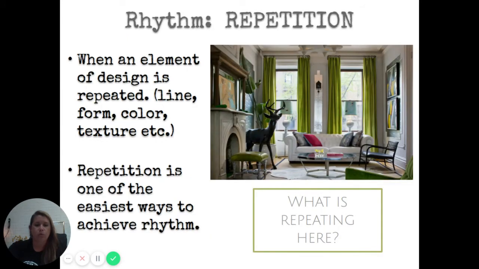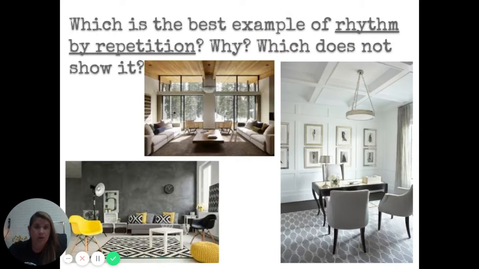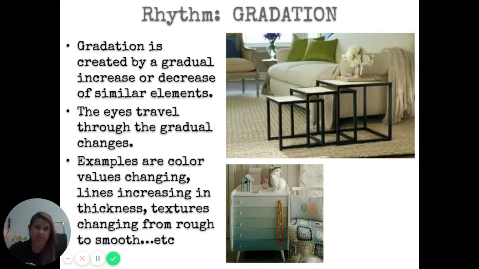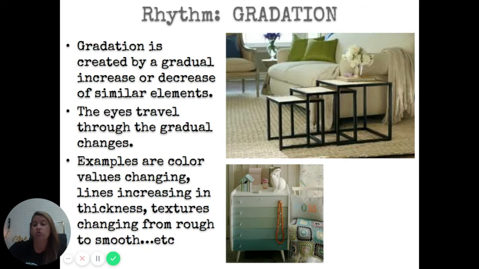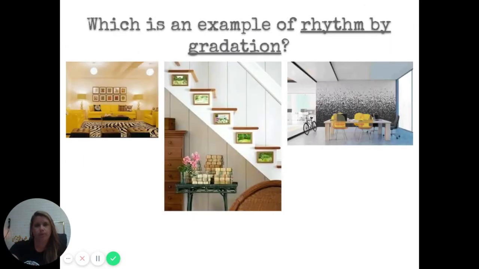So repetition just means something's repeating. Easy peasy. Gradation means like here, large to small, or dark to light. It could be thick to thin, tall to short, rough to smooth. Anything is just a gradual change.